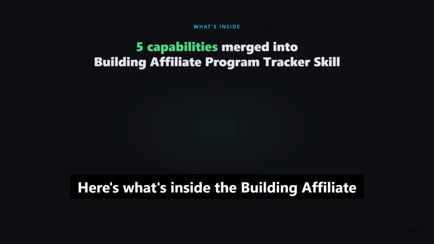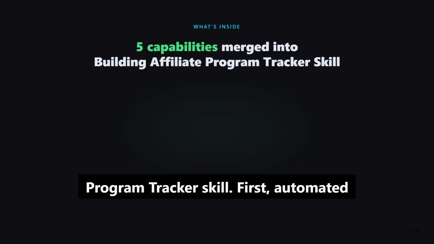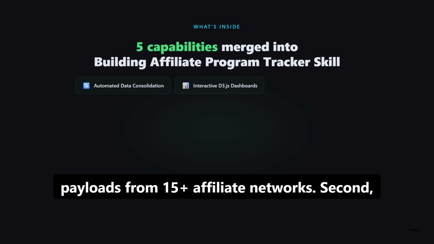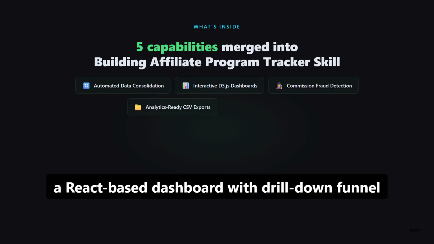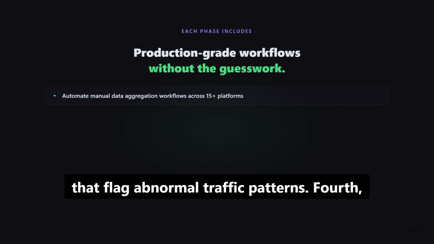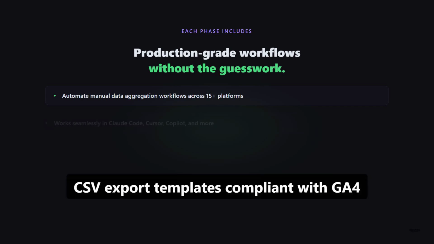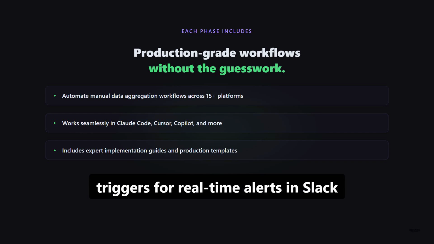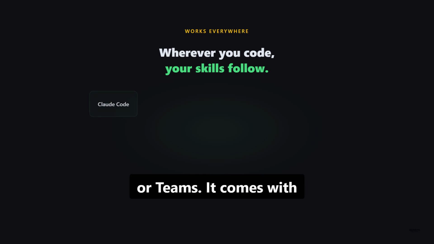Here's what's inside the Building Affiliate Program Tracker skill. First, automated data consolidation pipelines that pull JSON payloads from 15-plus affiliate networks. Second, a React-based dashboard with drill-down funnel visualizations. Third, commission fraud detection algorithms that flag abnormal traffic patterns. Fourth, CSV export templates compliant with GA4 and Adobe Analytics schemas. Fifth, webhook triggers for real-time alerts in Slack or Teams.